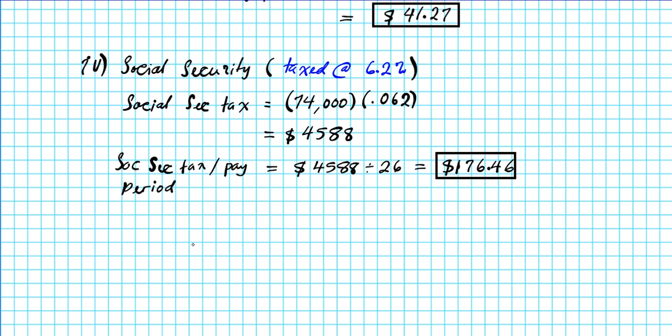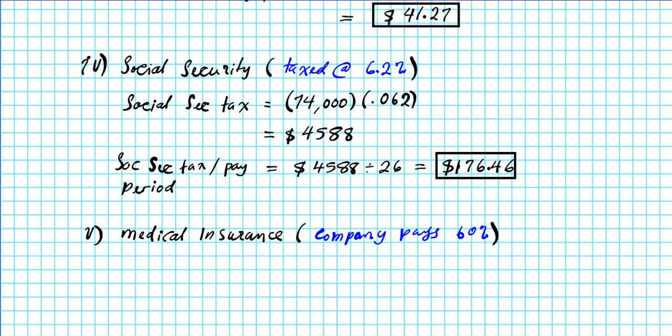Now let's take a look at the fifth and final deduction from Maria's paycheck, and this is her medical insurance cost. Medical insurance. She has a premium of $4,000, but the company pays 60% of this amount. Okay?